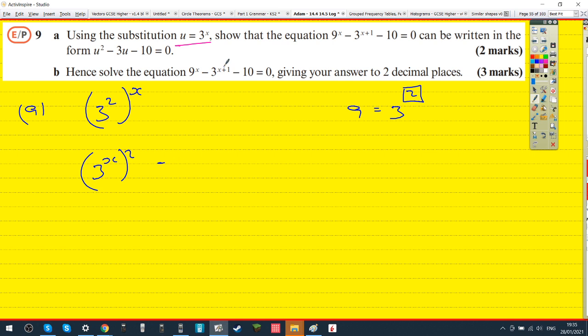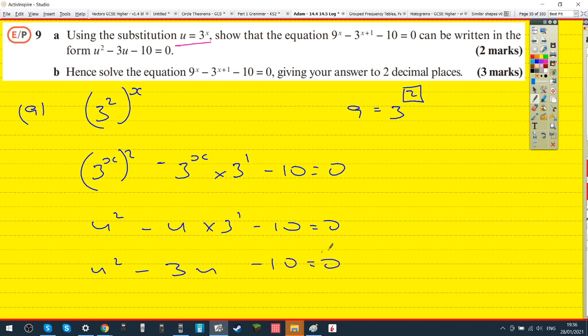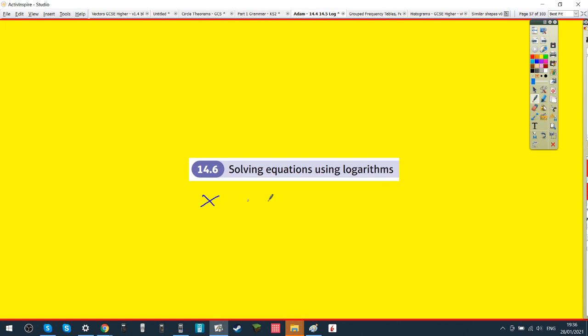When do you have powers being added? When it's multiplied, the logs are multiplied. But powers can only be added if it's multiplication. So that's 3 to the x times 3 to the 1. And so replace with u, what would it be? It would be u squared minus u times 3 to the 1 minus 10 equals 0. And simplify this bit in the middle. It would give you 3u minus 10. Yes, that's it. So there's a little more for that very hardest one, but we have the main thing there. Those ones are probably between a tick and a half, but probably close to the half.